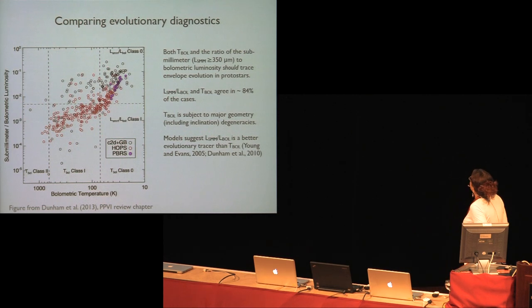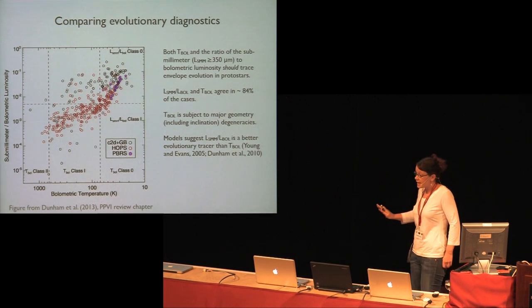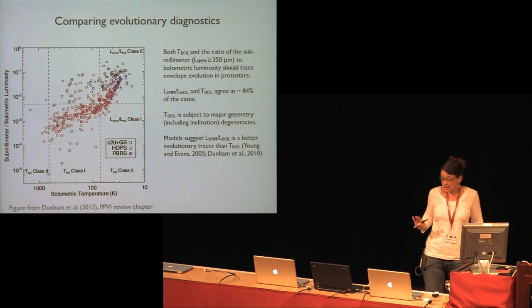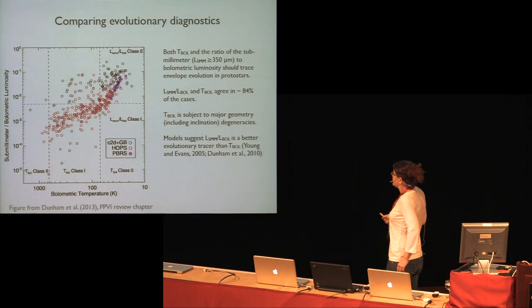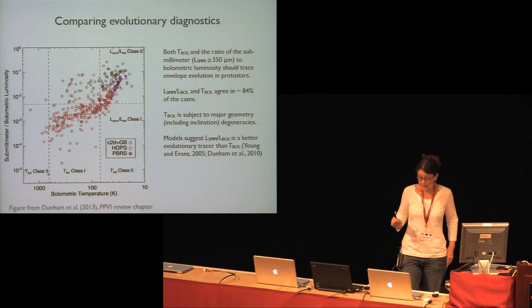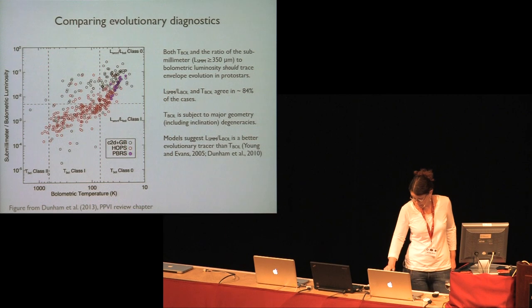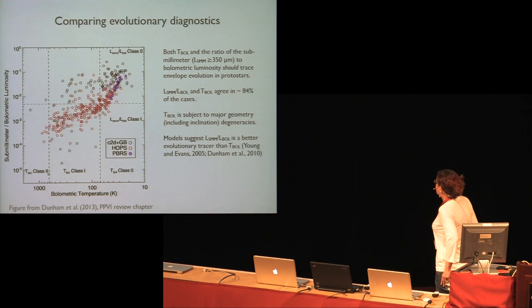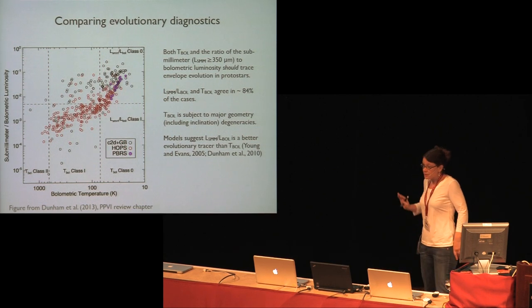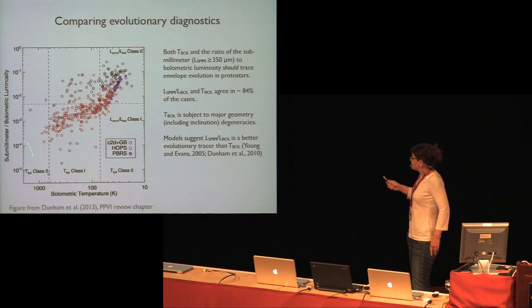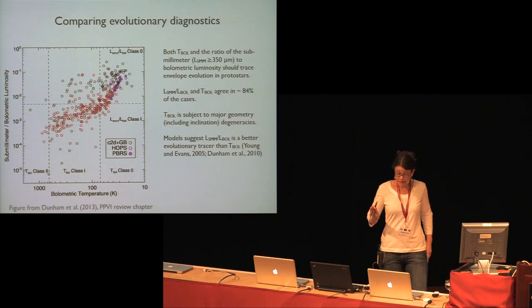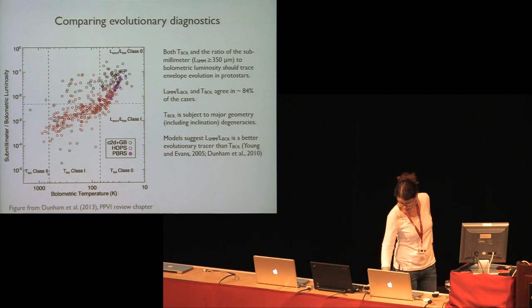Now, on this diagram, the L submillimeter over L bol and T bol agree about 84% of the time. So we're actually not doing too bad. But this statement is subject to the main caveat that you actually have very well sampled SEDs in the submillimeter and far infrared. So in the chapter, we make the concrete recommendation that now that we do have a large amount of submillimeter data from bolometer arrays, both ground-based and space-based, it's likely that the ratio of the submillimeter to bolometric luminosity will be a better envelope diagnostic.